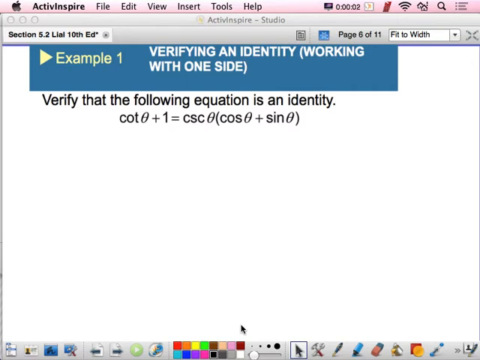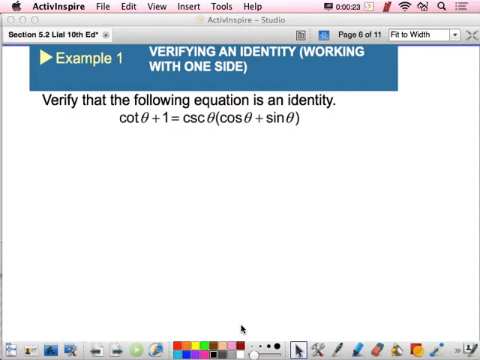For our first example of verifying trig identities, we're going to look at cotangent of theta plus 1 equals cosecant of theta multiplied by cosine of theta plus sine of theta. Now, if you remember, when you work on these, you're only allowed to work on one side. So we have to pick a side to work on.